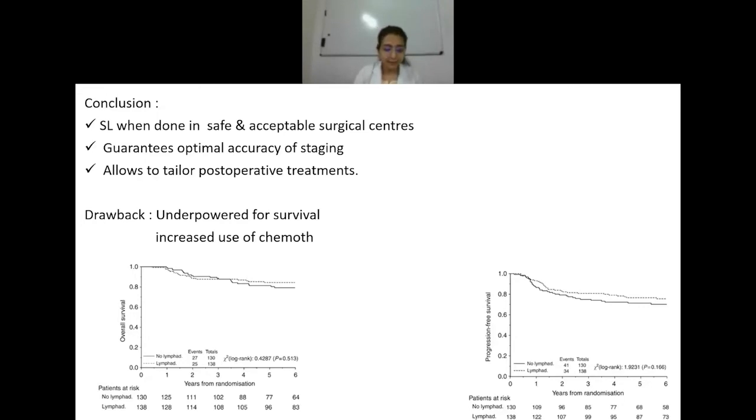So from here we also draw this inference that although the proportion of lymph nodes having mets was higher in the systematic lymphadenectomy group, and it was statistically significant, with a p-value of 0.002, still overall survival and progression-free survival were not different. So the benefit of systematic lymphadenectomy per se was not proved.